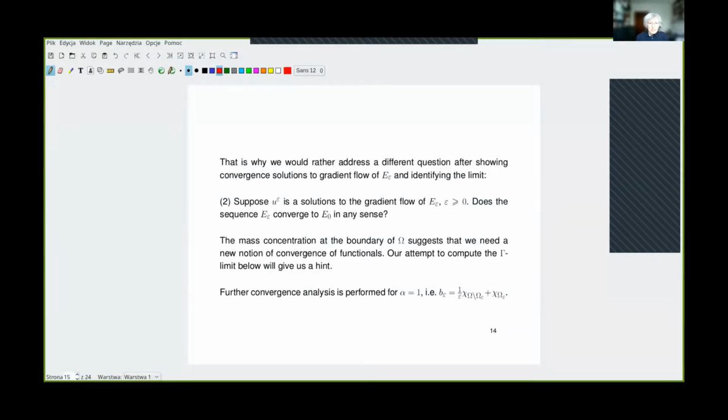Okay, and so eventually we will pass to the limit, and we will face the question. Suppose we have a family of solutions to the gradient flows of functionals E epsilon, and now epsilon is non-negative, so I include E naught. And we are asking the question about what is the correct notion of the convergence such that E epsilon indeed converges to E naught. And first of all, I will deal with the case when we have the weight function B epsilon such that the height of the weight is equal to the reciprocal of the width.